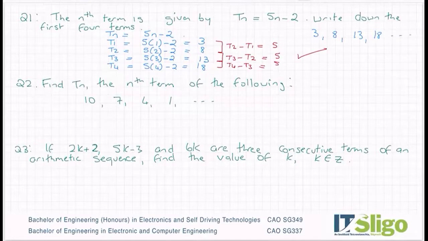Okay, so question 2. Find Tn, the nth term of the following: 10, 7, 4, 1. Again, if we look at the difference between those terms, we are going down 3, down 3, down 3. So in this one, I would say my first term is 10 and my common difference is minus 3. I'm going down 3 every time. It's an arithmetic sequence. I know that because the first difference is the same.